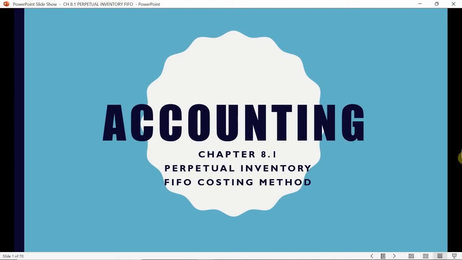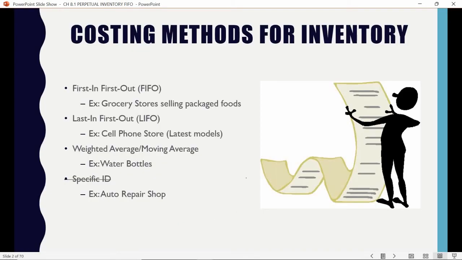So welcome. Now we're going to be doing chapter 8.1, which is going to be introducing the perpetual inventory costing method. As we've been exposed to before in previous chapters, chapter 5 in particular, we did go over a bunch of costing methods that exist that you can use to calculate your inventory.